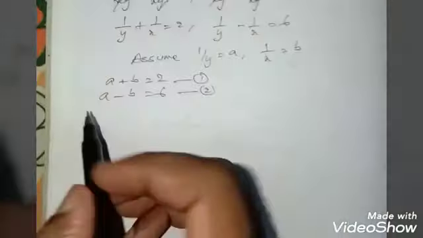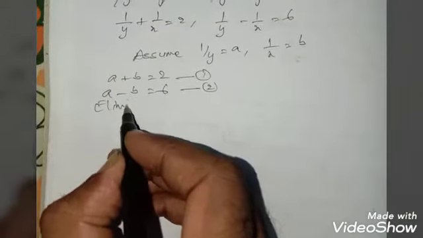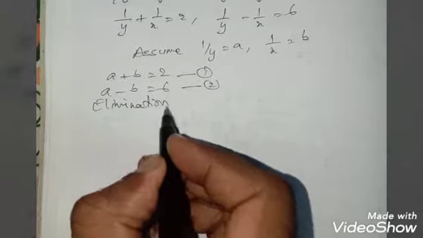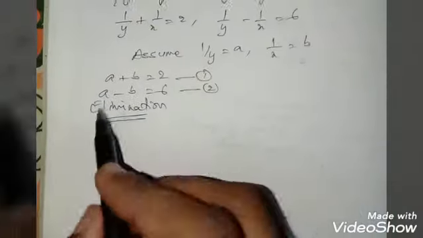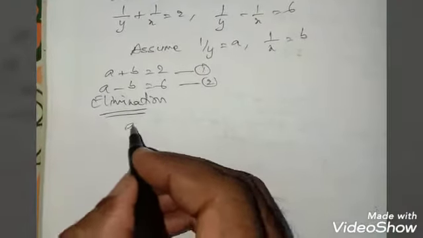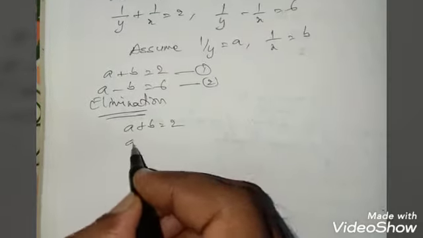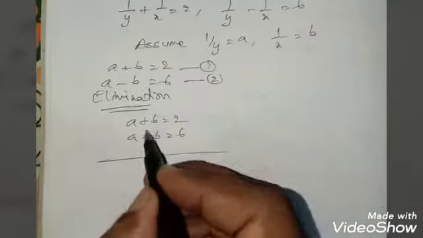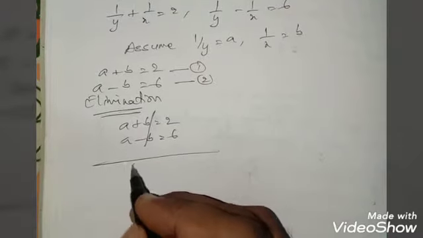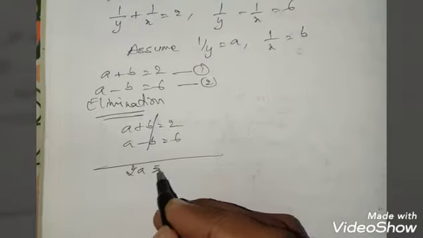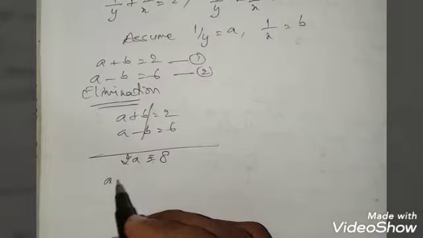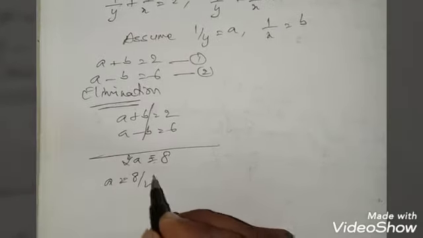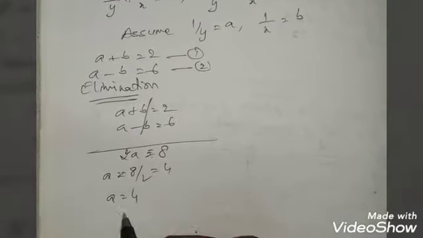So after getting these two equations, go for your elimination method or substitution method. It depends on you to solve using any method. I am going for the elimination method here. A plus b is equal to 2 and a minus b is equal to 6. Now if I add, these two will be cancelled. A plus a is 2a is equal to 6 plus 2 is 8. Now here a is equal to 8 by 2. If I cancel, you'll get 4. That is a is equal to 4.